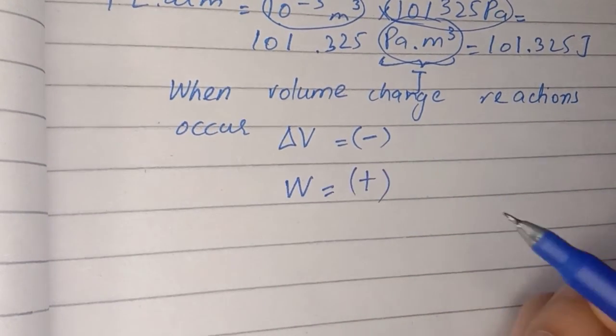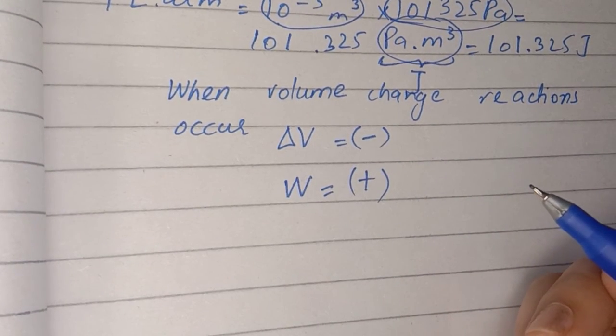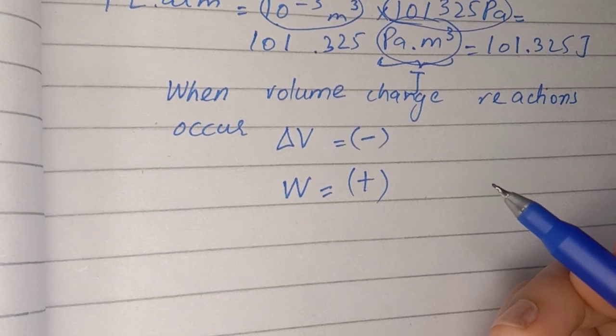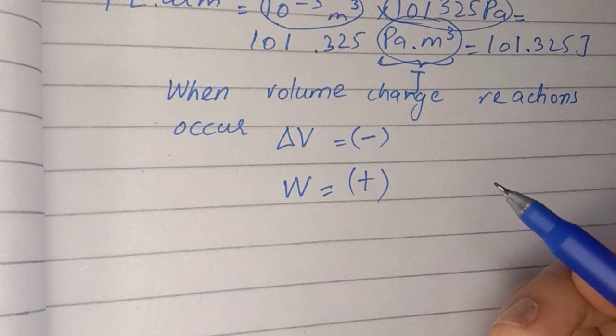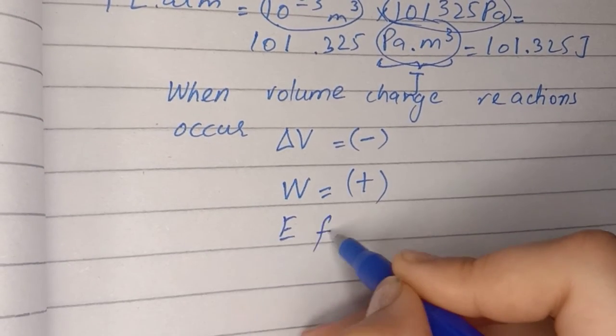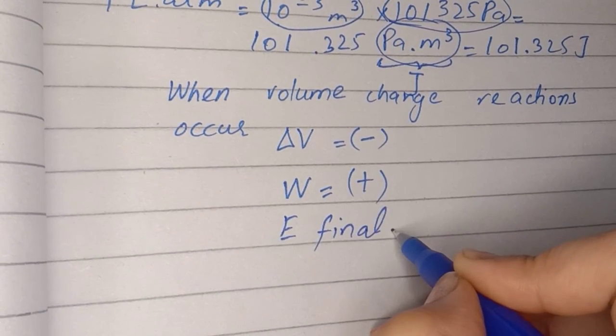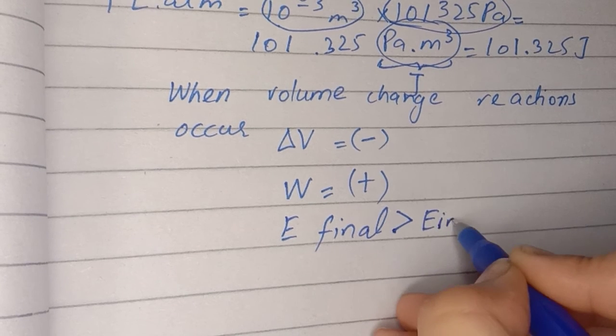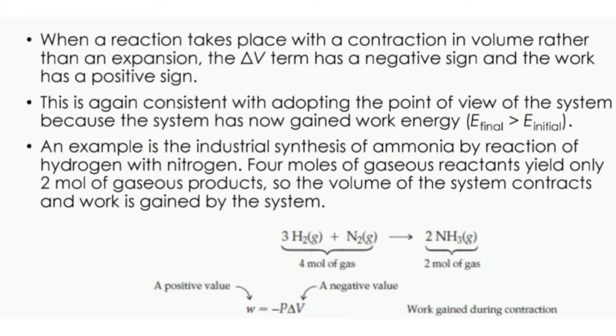For example, in the industrial synthesis of ammonia by reaction of hydrogen with nitrogen, 4 moles of gaseous reactants yield only 2 moles of gaseous products. So the volume of the system contracts and work is gained by the system, which is clearly a contraction. Here the sign convention will be delta V is equal to minus, which is negative.